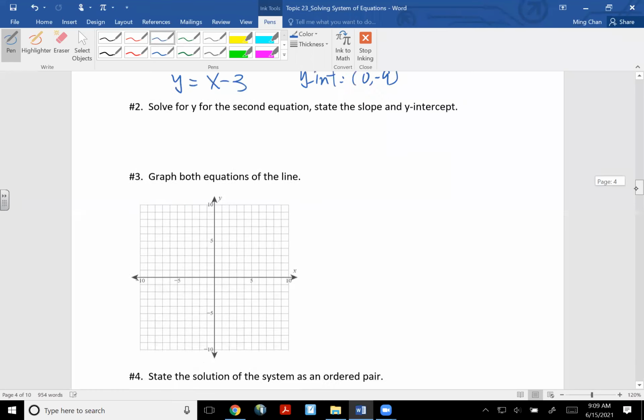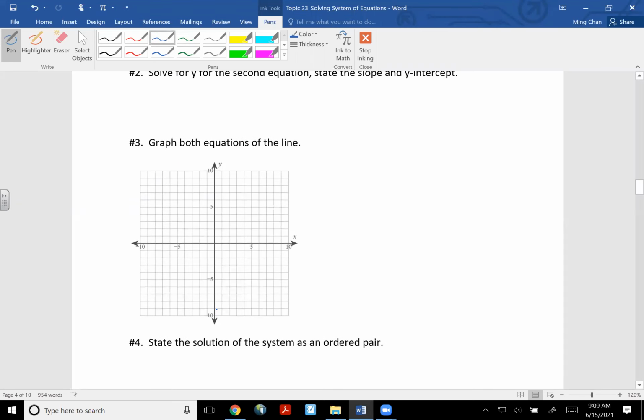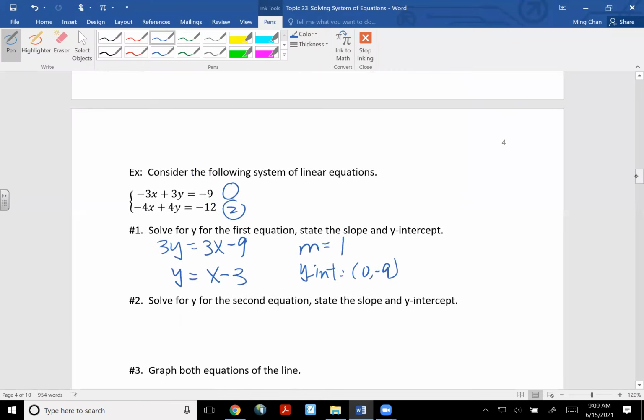So 0 comma negative 9 is way down here. My slope, up 1 to the right 1, up 1 to the right 1, up 1 to the right 1, up 1 to the right 1. Just give myself a few points. Second one, 4y is positive, let it stay. Move the negative x over, so that becomes positive 4x minus 12. Divide every term by 4, my answer: y equals x minus 3.